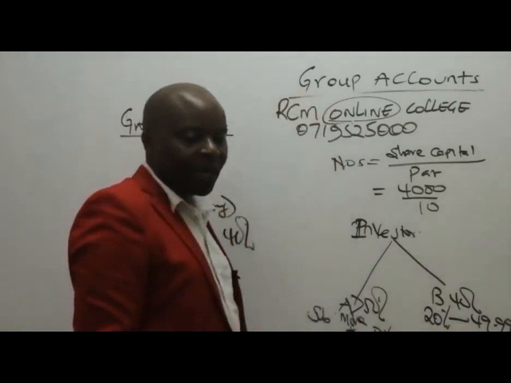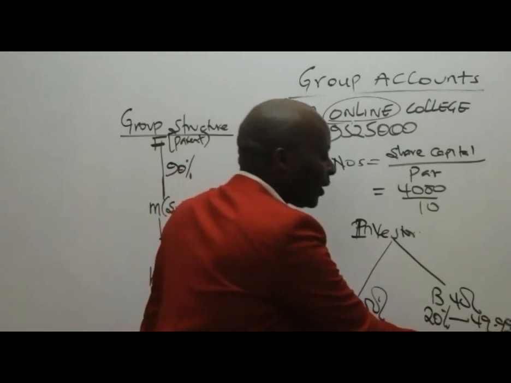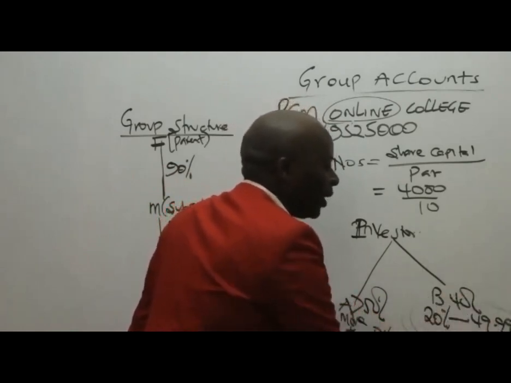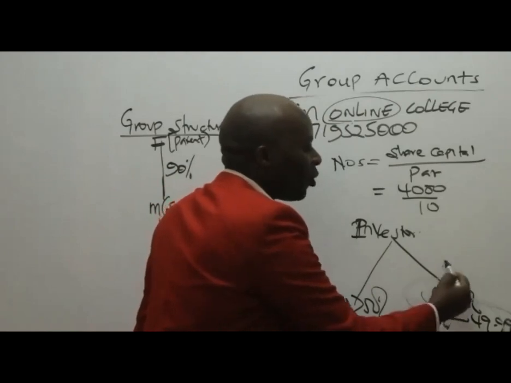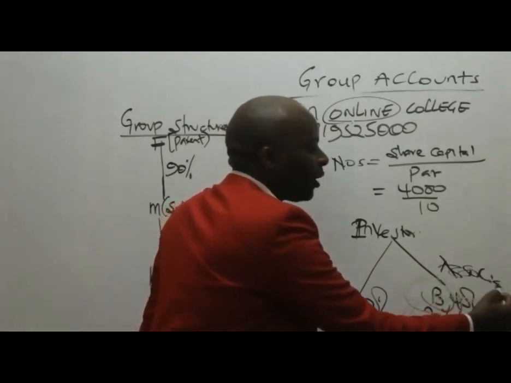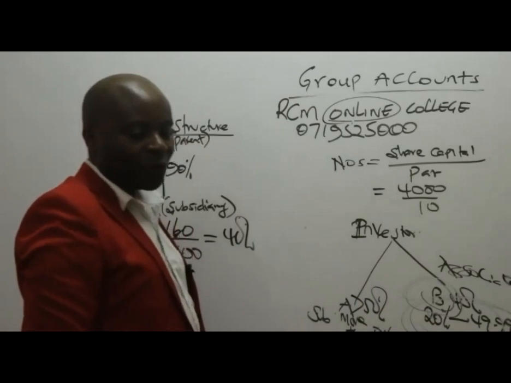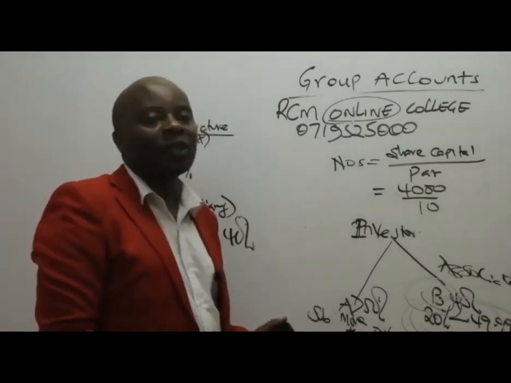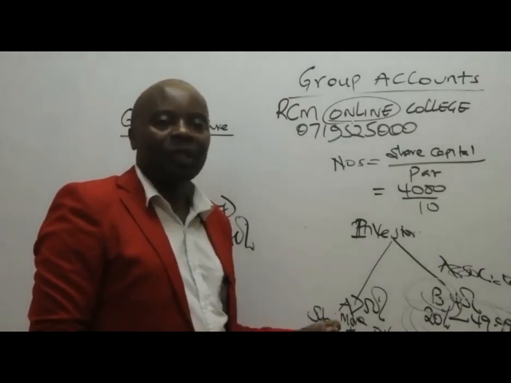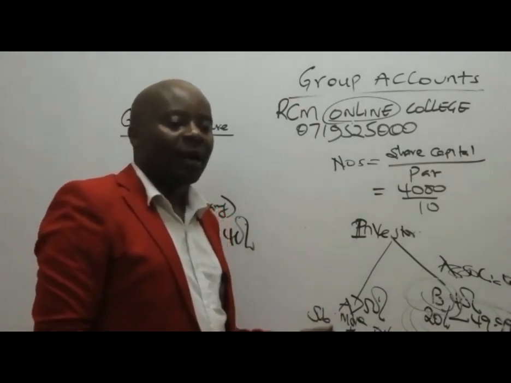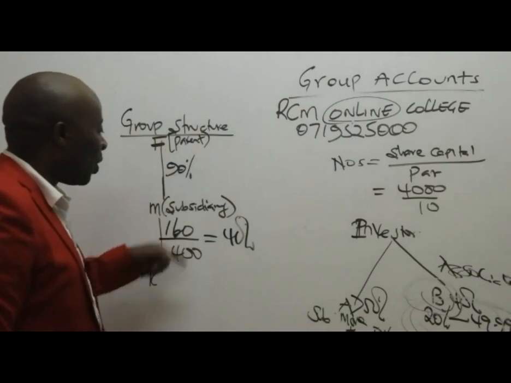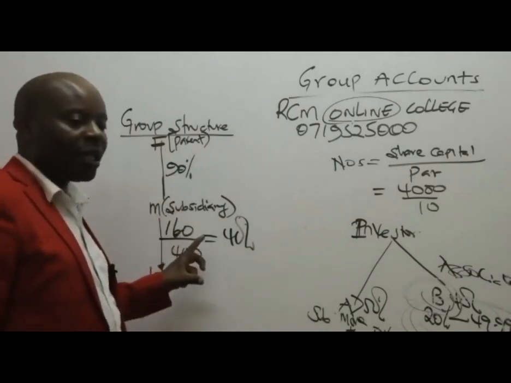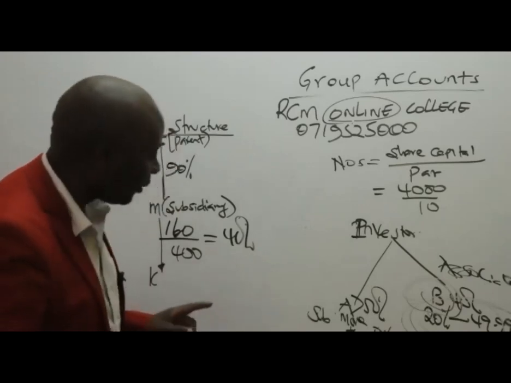20% to 49.999%. This kind of investment will be falling under what we call an associate. Fortunately for Section 3 financial reporting, they have now dropped the associate concept from the new syllabus. I'm only capturing it for purposes of our group structure. Otherwise, we'll not be doing associates in Section 3. That's very important for us to know.